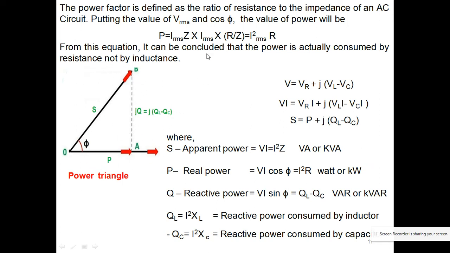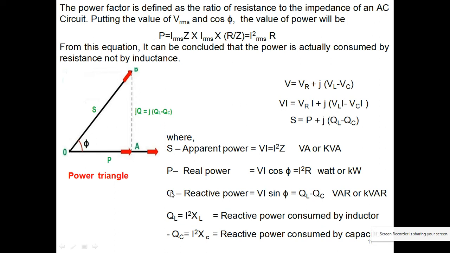If I draw the power triangle for the RLC circuit, I'm considering the case where VL is greater than VC. In this case, the total voltage is given by this, and if I multiply with the current, I get this value. The apparent power is again given by VI, and this is the complete impedance of the circuit. Real power is equal to VI cos phi, I square R, because it is the working power, or you can say the active power here.